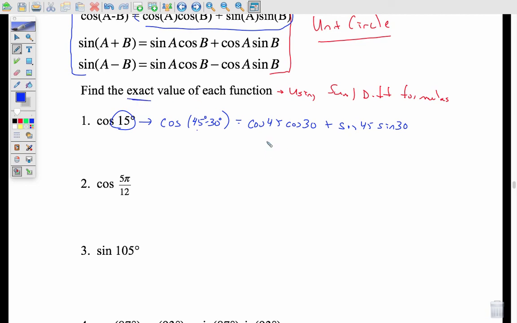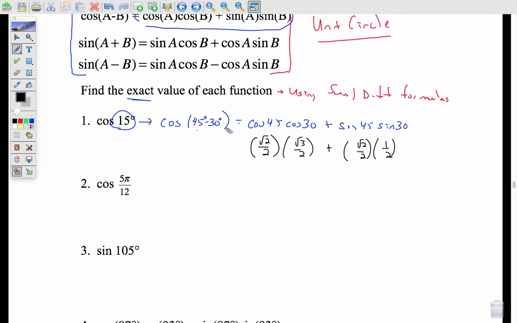And it does say an exact value, so we're not using the calculator. If you go to the unit circle, the cosine is the x value. The cosine of 45, you should be able to locate to be the square root of 2 over 2. If we go to 30 degrees, again, cosine is the x value. At 30 degrees, the cosine is square root of 3 over 2. Going back to our 45, the sine is the y-coordinate. That is also square root of 2 over 2. And the sine of 30, again, the y-coordinate of 30 degrees is 1/2.